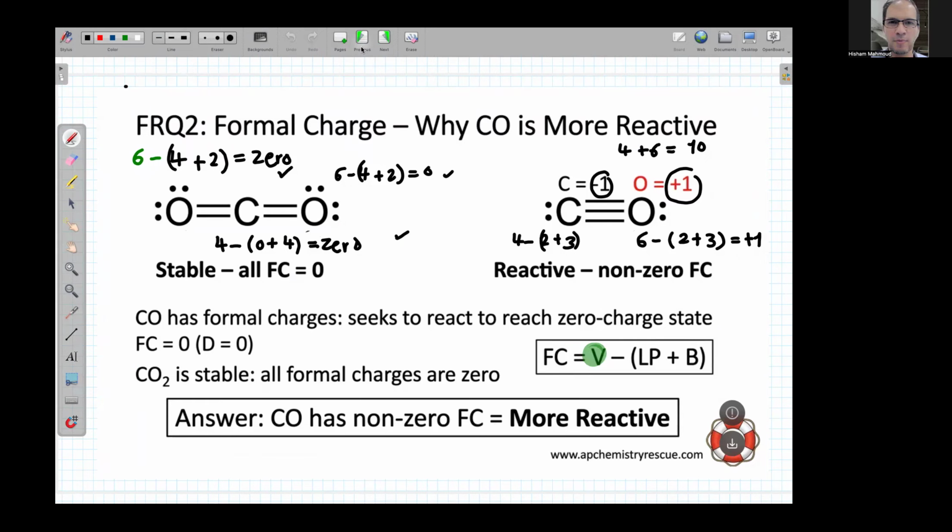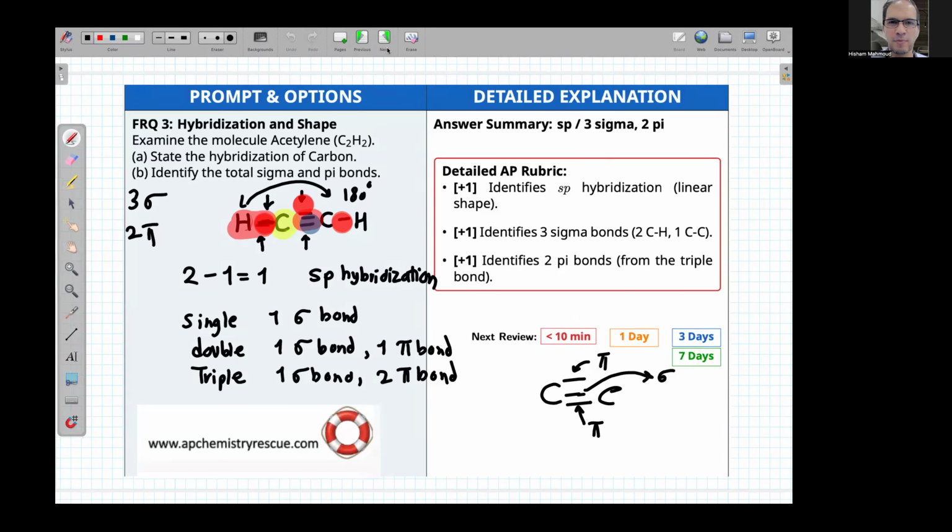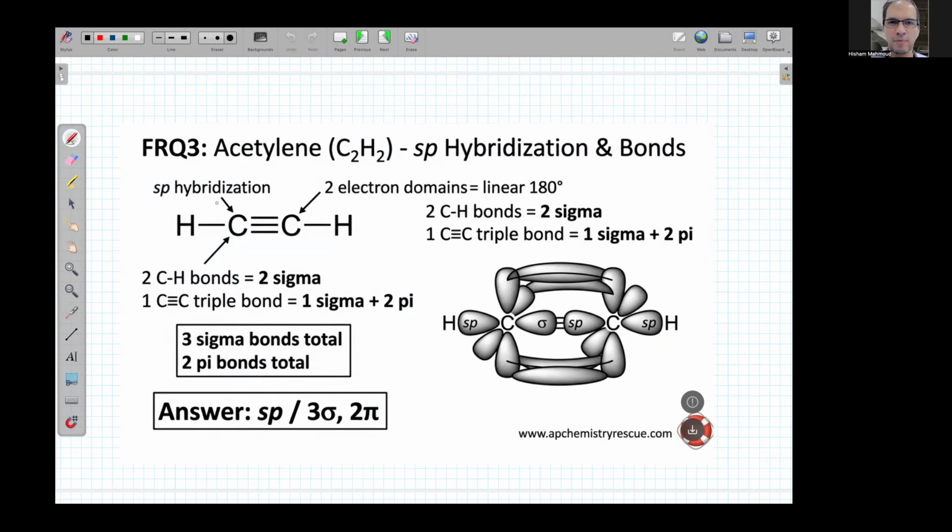So let me say it again. This is sp hybridization, 2 electron domains. The 2 C-H bonds are sigma. So this is the C-H bond, and this is the C-H bond. That's 2 sigma, and the triple bond is made from 1 sigma and 2 pi bonds. So these yellows are 2 pi bonds and 1 sigma. What is the total? It is 3 sigma bonds total and 2 pi bonds total in the compound.